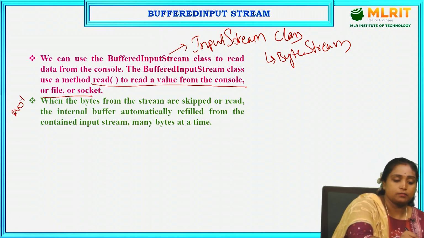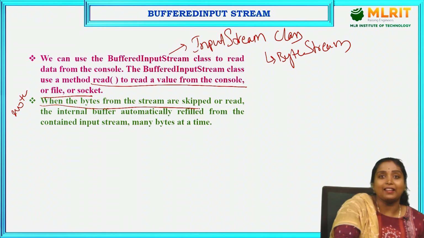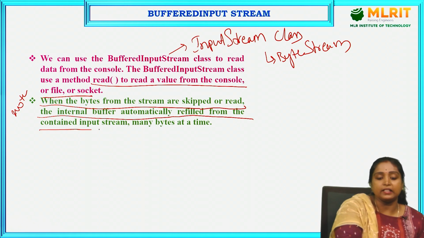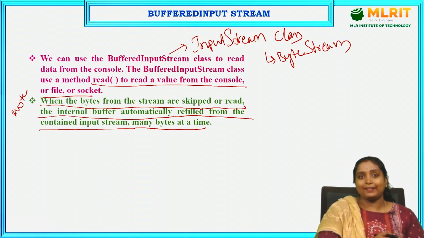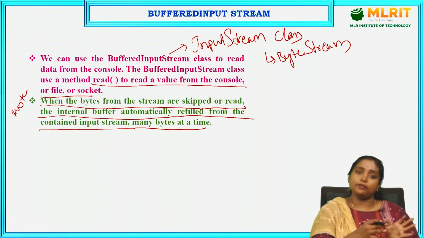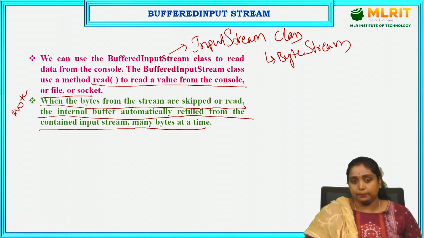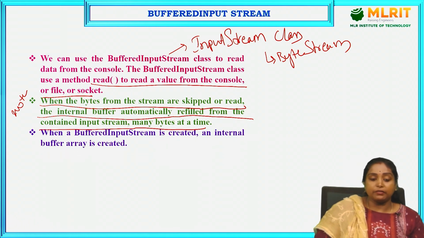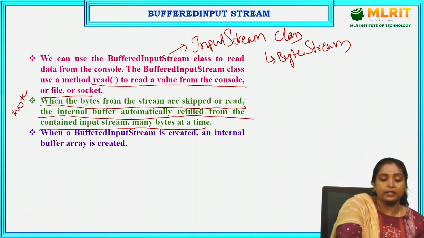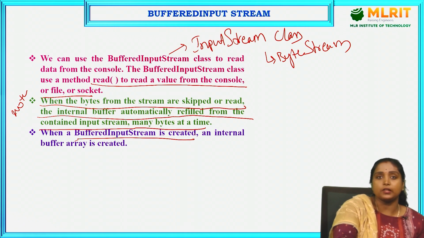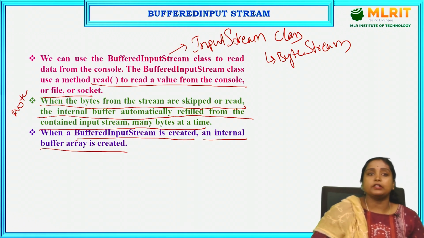This is a note point. When the bytes from the stream are skipped or read, the internal buffer is automatically refilled from the contained input stream, many bytes at a time. And when a buffered input stream is created, an internal buffer array is automatically created. When you are creating a buffered input stream, automatically it will create an internal buffer array.